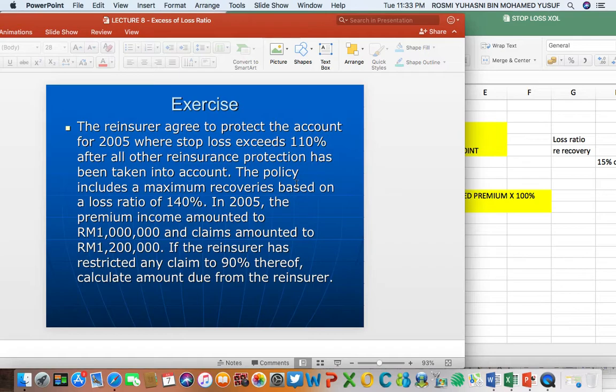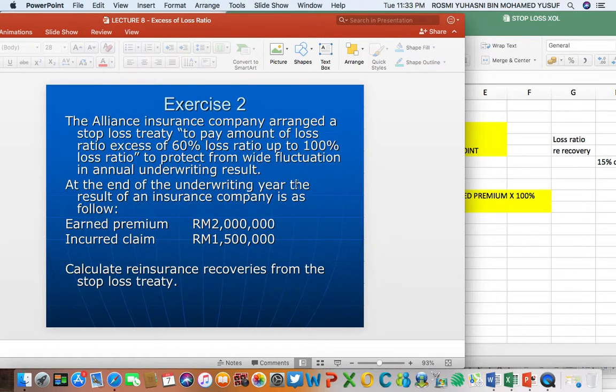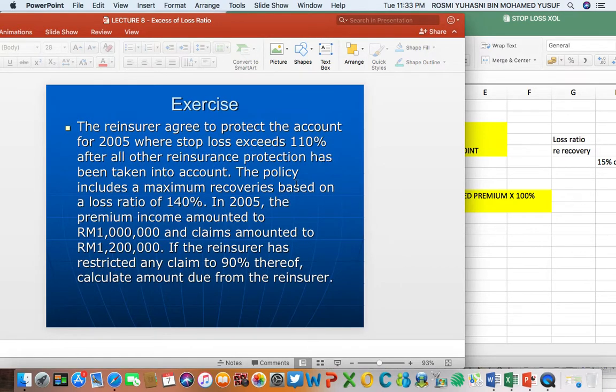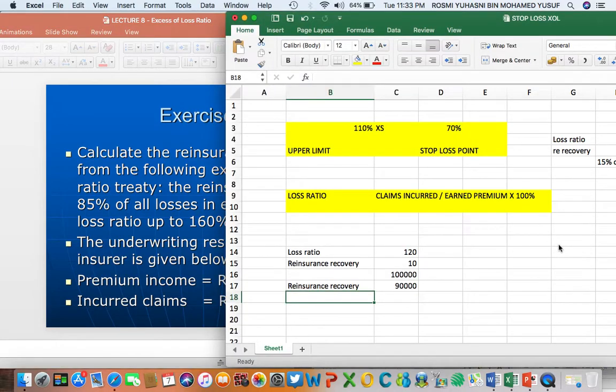So it depends on the contract. Okay, so I think that is all. This is a very short lecture on the stop loss point. You might want to try some of the questions from past years if you want to.